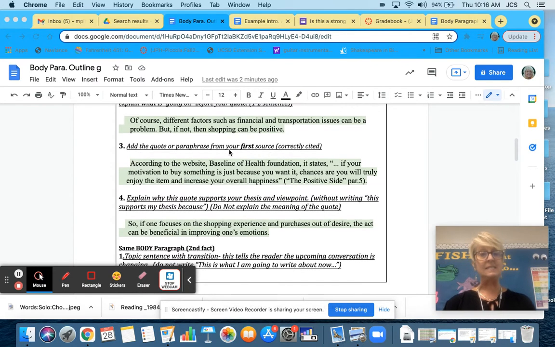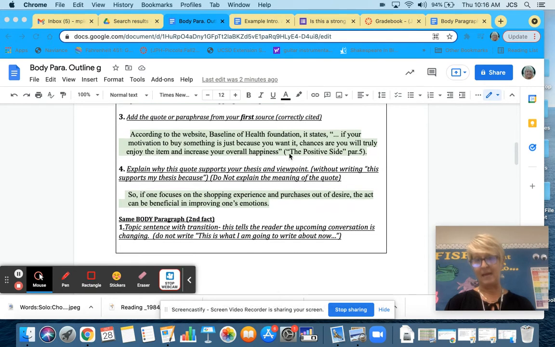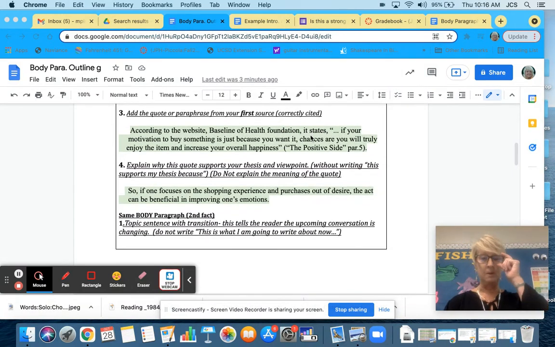That next sentence is, of course, different factors such as financial and transportation issues can be a problem. But if not, then shopping can be positive. So now I'm going to introduce my fact or my piece of data, my proof. Then I'm going to add my quote right now or paraphrase it from my source. Remember, we have to learn correct citations, and so we'll talk about that, and I'm giving you some examples.